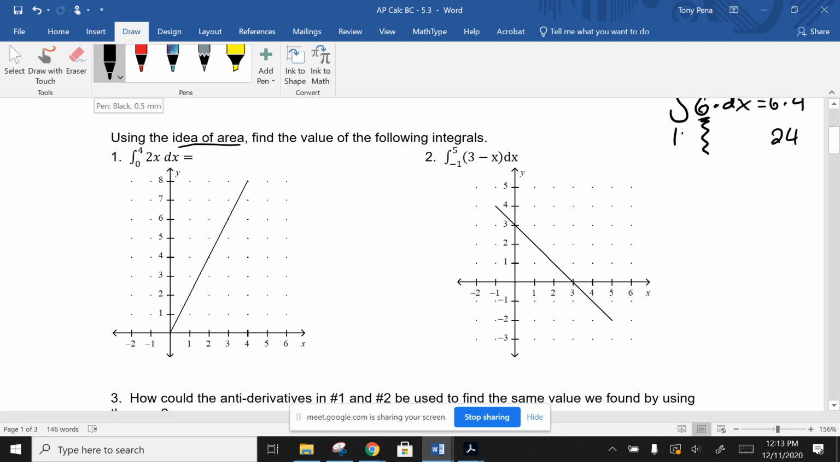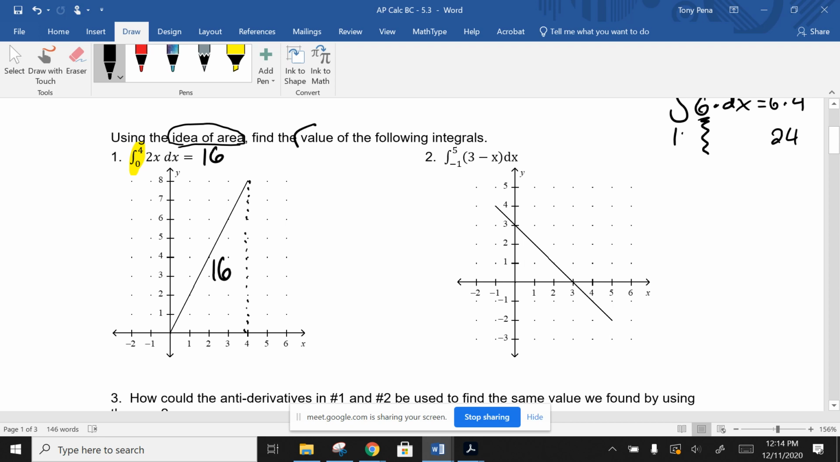So that's what I want you to do here. Using the idea of an area, find the value of the following integrals. When we integrate a curve, what we're finding is the area that the curve and the x-axis accumulate in between. For this one, since I want you to go from 0 to 4, we would just turn this into a triangle and figure out its area. That would be 4 times 8 is 32, cut that in half, and this would have a value of 16. The value would be the same as the area in number one because all that area is above the x-axis.